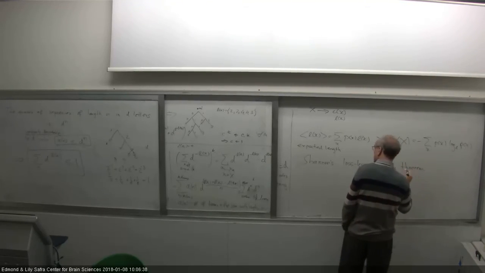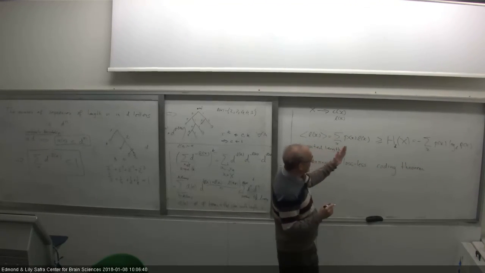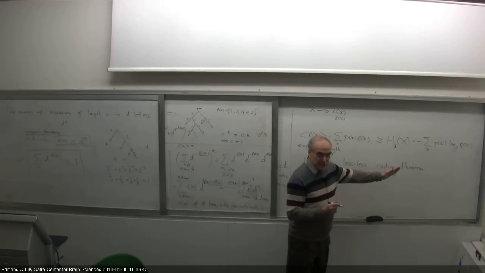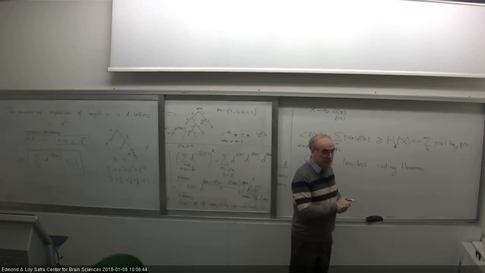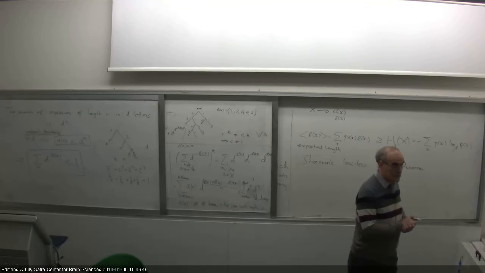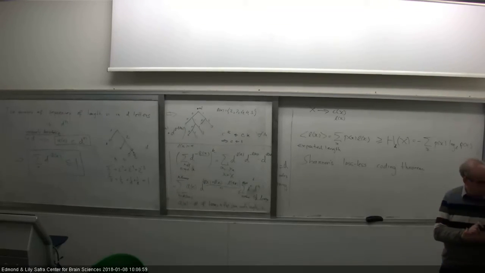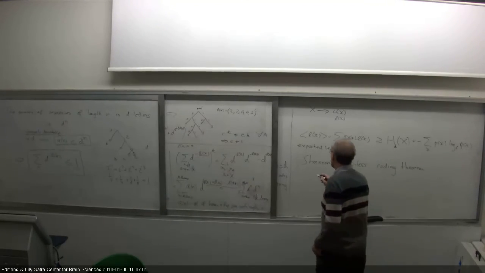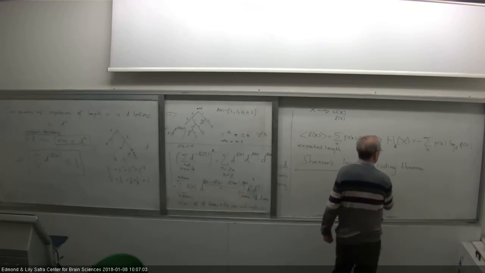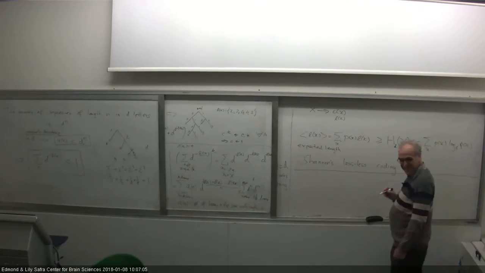So the theorem actually has two parts. This is a lower bound, and then in some sense asymptotically it's a tight lower bound, which means I can always find a code which asymptotically gets as close as I want to this bound. So the entropy is a tight lower bound on the expected length of the code. This is sometimes known as Shannon's first coding theorem, because there are others. Okay?